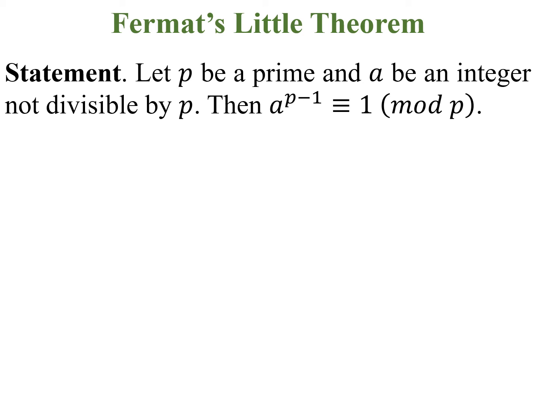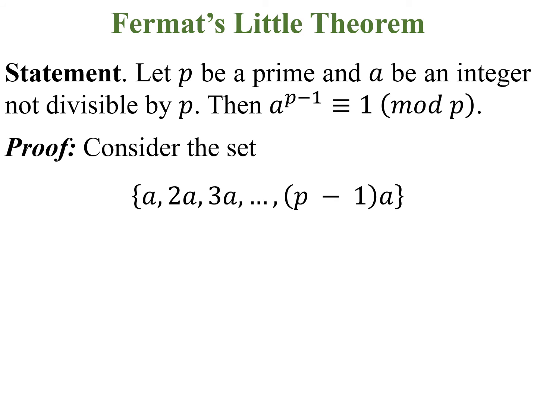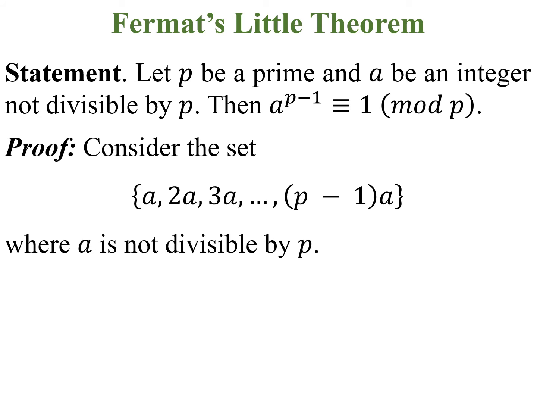See, what is Fermat's little theorem? Let P be a prime and A is any integer which is not divisible by P. Then A raised to P minus 1 is congruent to 1 modulo P. So how can you prove it? Consider the set of multiples of A with the integers from 1 to P minus 1. See here, A times 1 is A, A times 2 is 2A, A times 3 is 3A, up to A times P minus 1 is P minus 1 times A. Here we have considered the multiples of 1, 2, 3 up to P minus 1 with A. Okay, what do you get?